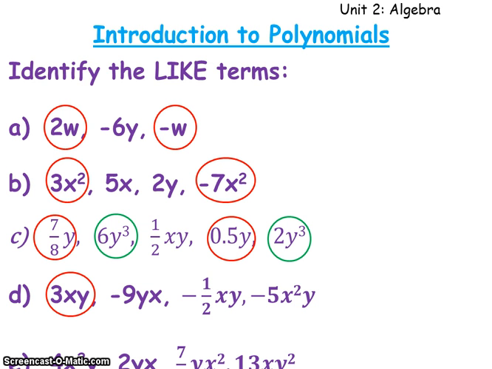In D, we've got an xy, which would be a like term here and a like term here. And at the bottom, 4x squared y is the same term as that y x squared. You can see that the x squared is written in a different order here, but that doesn't matter.